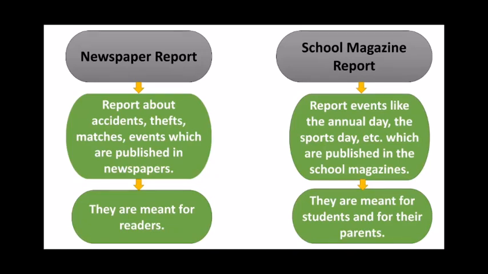So what is a newspaper report? A newspaper report is about accidents, thefts, matches, events which are published in the newspapers, and they are meant for readers who read. Whereas school magazine reports are for events like the annual day, the sports day, etc., which are published in the school magazines. They are meant for students and for their parents.